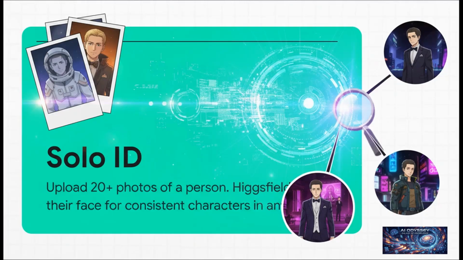Well, the solution is this incredible feature called Solo ID. Here's how it works. You just upload a bunch of photos of a person, they recommend around 20, from different angles. In just a few minutes, Higgsfield learns their face. And from that moment on, you can put that exact same person anywhere, in a spacesuit, in a cyberpunk city, and it will always look like them.